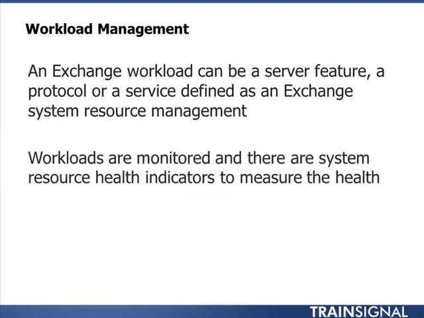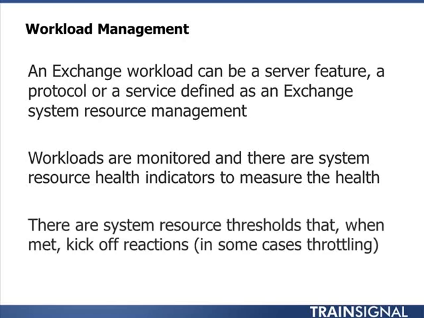And so workloads are monitored, and there are system resource health indicators to measure the health of those workloads. And then there are system resource thresholds that, when met, kick off reactions, as we mentioned in some cases throttling. So these workloads can be throttled based on the health of the specific resource, and there are default settings in terms of knowing when a system resource reaches this unhealthy level. The classifications are already set, and it's already locked in. It's a default setting.